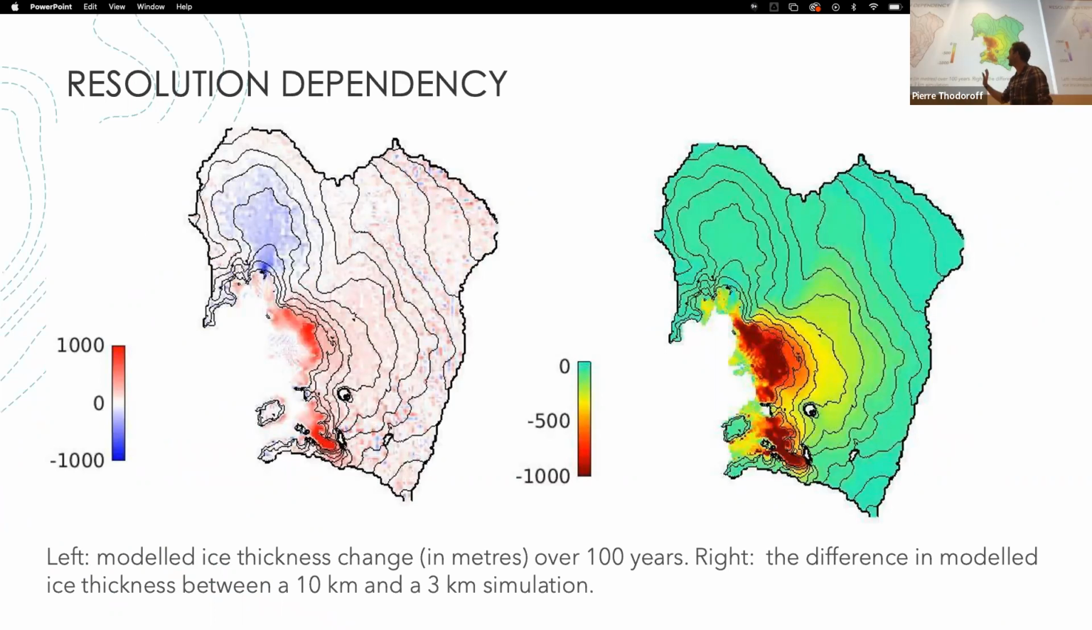So basically this is the Antarctic. On the right side, it's telling you over 100 years how the ice thickness is going to change through time. You have a magnitude of change of like 1,000 to minus 1,000 meters. And on this slide, it's telling you between a 10 kilometer and a 3 kilometer simulation, what's the difference in thickness? And you're almost at the same magnitude of 1,000 meters, which means resolution matters a lot because you get widely different simulations based on the resolution that you use, basically.